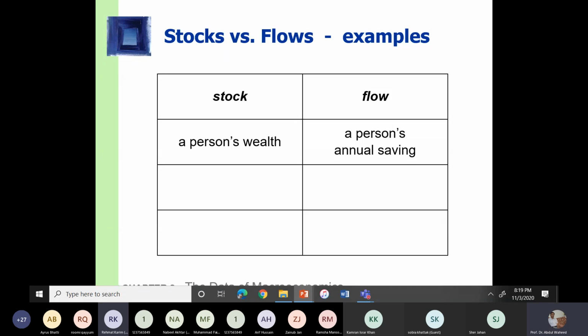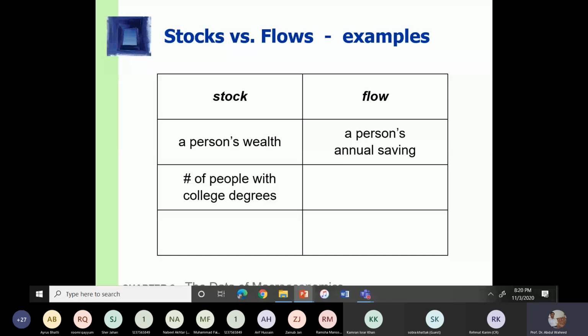So if a person's expenditure increases beyond his income, ultimately there will be a decline in his wealth, in his stock. Yes, because if you are spending more than your income, this means you are dissaving, so this will reduce your wealth. But if your expenditure is less than your income, there will be some saving, and that saving will add to your wealth, and your wealth will increase.